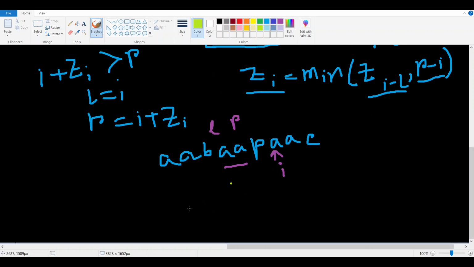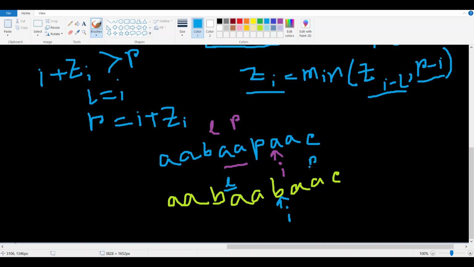So let's take one other example, let's say AAB, AAB, AAC. Now when we are at this index, this I, let's say the previous L value will be this, and the R value will be this, because this is matching with this entire range. So now the I value is nothing but 0, 1, 2, 3, 4, 5. Sorry, let's take I as this one.